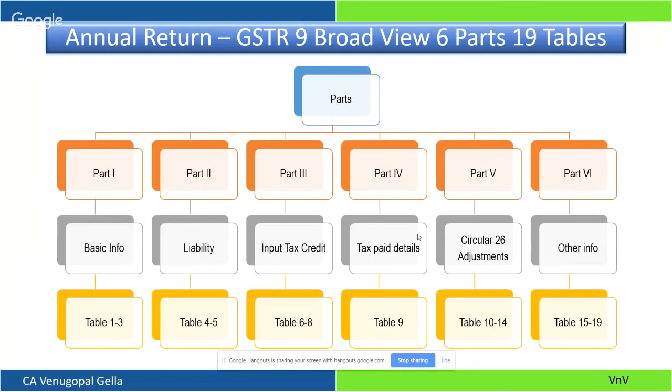Now, if any corrections of the previous financial year are being done, that gets reported in tables 10 to 14 of part 5 of GSTR 9. With this, technically, the reporting for GSTR 9 completes, subject to the liability and the credits. However, there is other information which is asked for in part 6, that is table 15 to table 19. So there are 5 tables where miscellaneous information, which is not creating additional liability but is information that is required, is captured. This is a broad overview of GSTR 9.